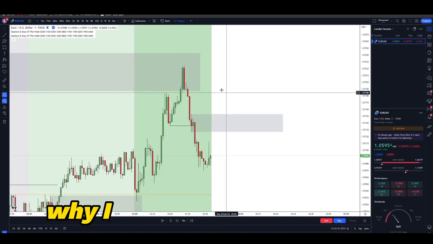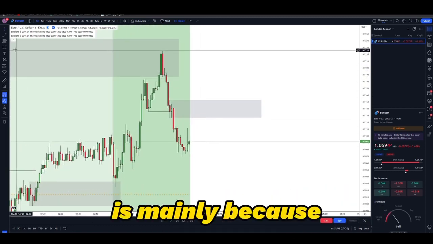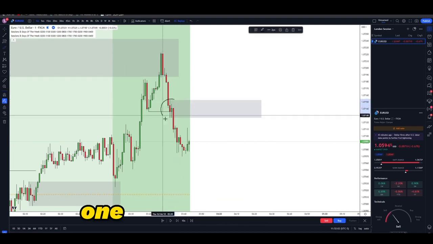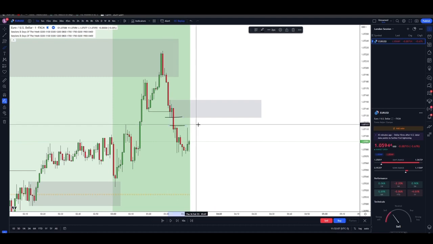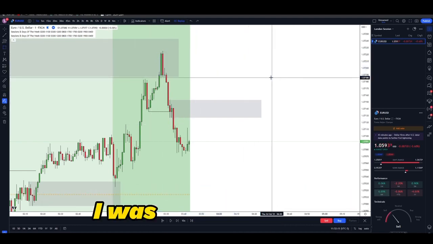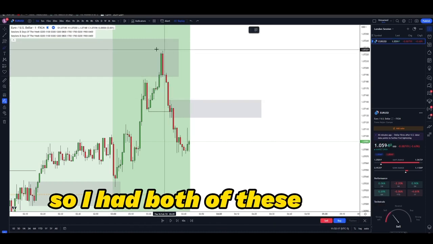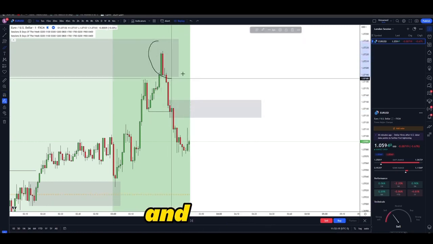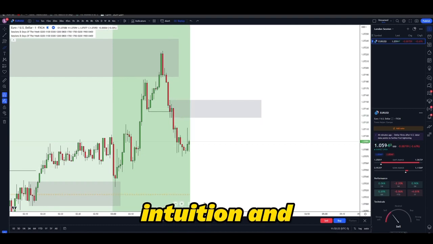Some of you might be wondering why I use this level of supply. Well, the reason I use this level of supply is mainly because of two things. One, it was unmitigated, and secondly, it had imbalance. Now you guys might be wondering, why didn't I choose this level of supply? The truth is, I was expecting both to play out. The only thing was I didn't know which one was actually going to hold. So I had both of these in my mind, but I was more confident in this one just because of intuition and gut feelings.